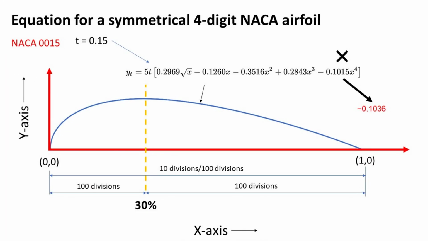Here you can see that yt is a function of x and t. For the NACA 0015, the value of t will be 0.15. So the yt is only dependent on x now. We will compare the results with different numbers of chord length divisions.